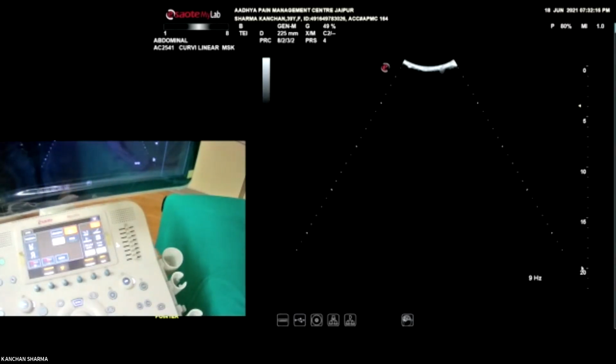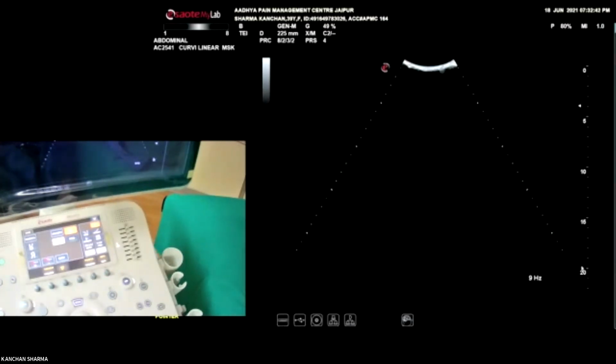Dr. Jugal, I have already explained to you, the linear probe you should use for all the superficial structures. Okay. Curvilinear for the deeper structures, like the hip. When you want to see something which is located at a deeper aspect, like the spine, you should use the curvilinear probe. In any obese individual, if you are not able to see with the linear probe, you should go for a curvilinear probe.